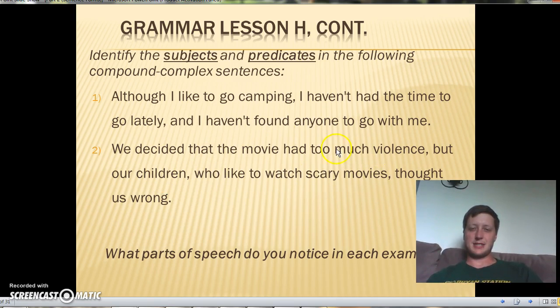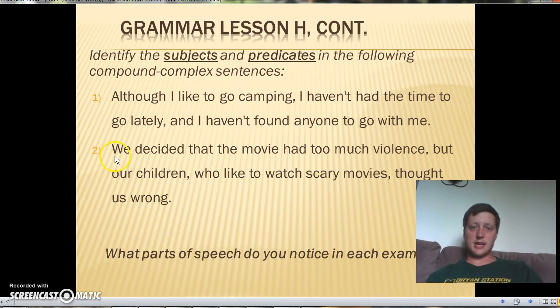What function does this dependent clause serve here? Does it serve as a noun, as an adjective, as an adverb? What does it describe? Children, right? So, our children who like to watch scary movies thought us wrong.